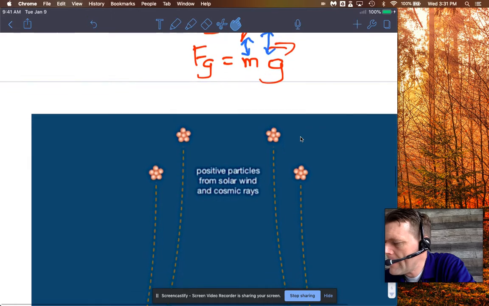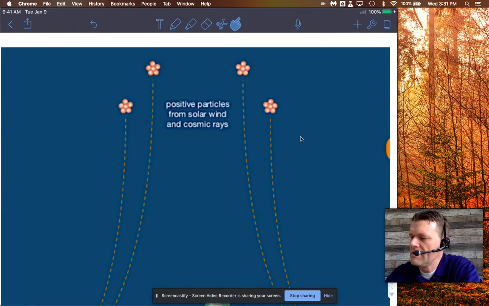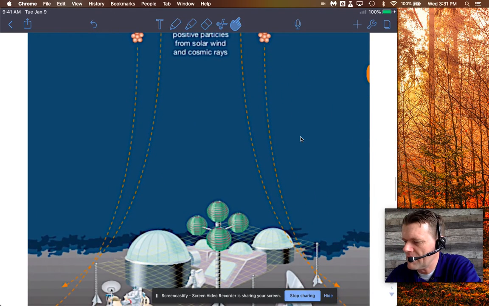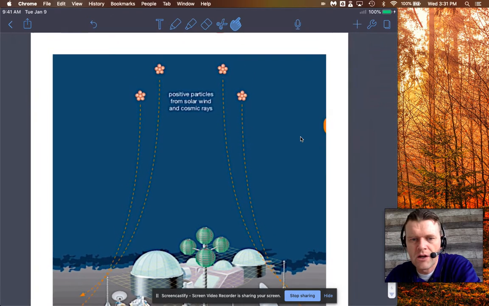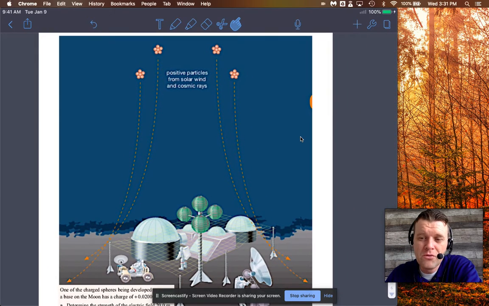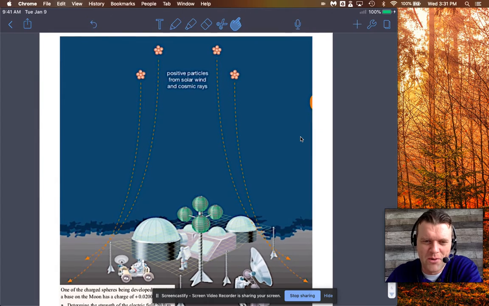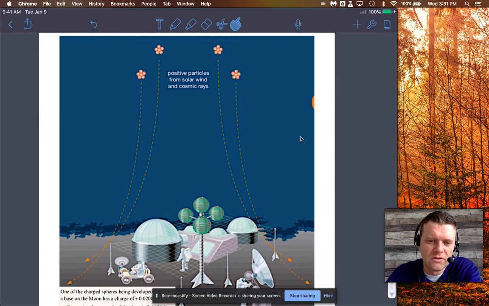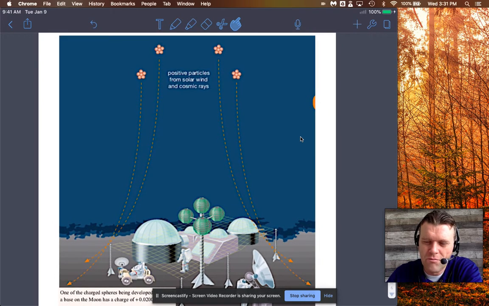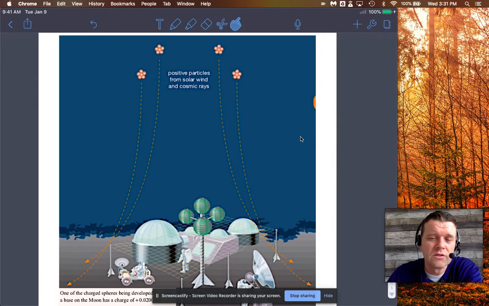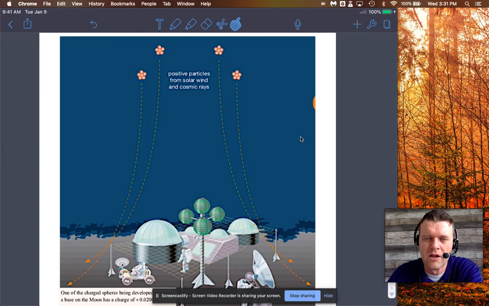So, I put this in the notes because it's kind of an interesting example. This is showing a moon base, and NASA has proposed a way to shield astronauts from positive particles that are thrown out from the sun all the time. In the solar wind, there are highly charged particles. Well, they're highly energized charged particles, and they're typically positive. Okay, so protons, alpha particles, that kind of thing. And they are coming out with huge amounts of energy.